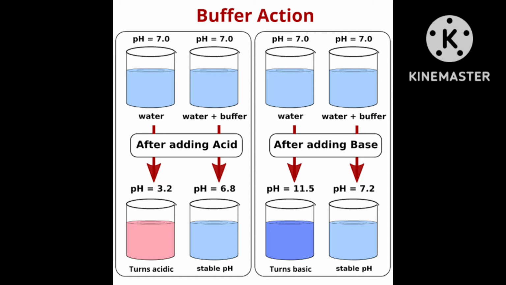So NH4+, the ammonium ion, plus H2O gives ammonium hydroxide plus H+ ion. Ammonium hydroxide is a weak base and its Kb value is 1.77 into 10 to the power minus 5, and therefore it remains almost unionized because its Kb value is very low. Ammonium hydroxide remains almost unionized in solution.